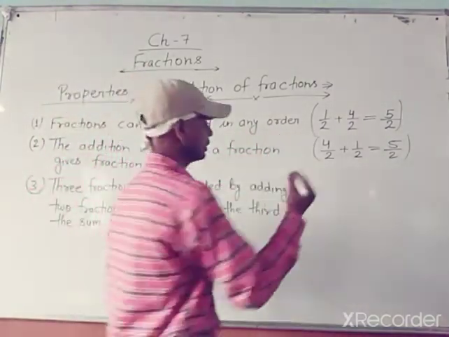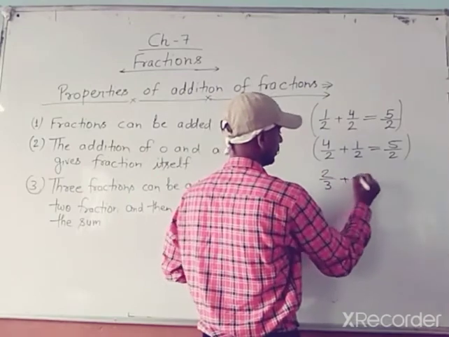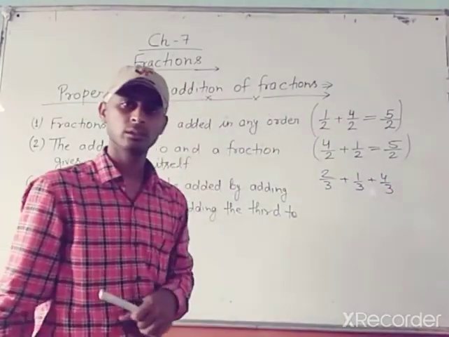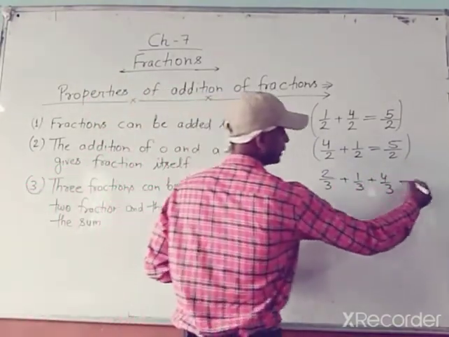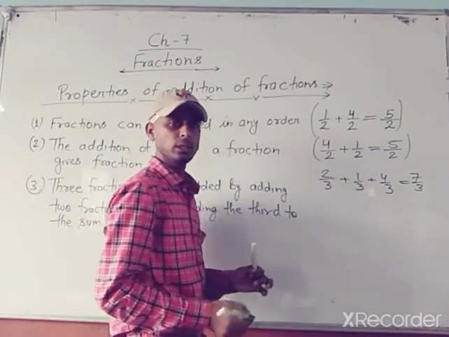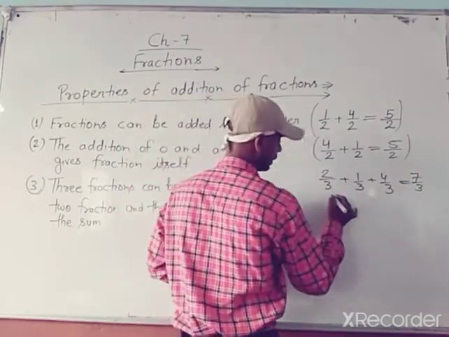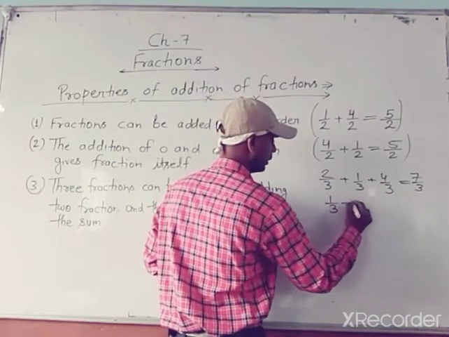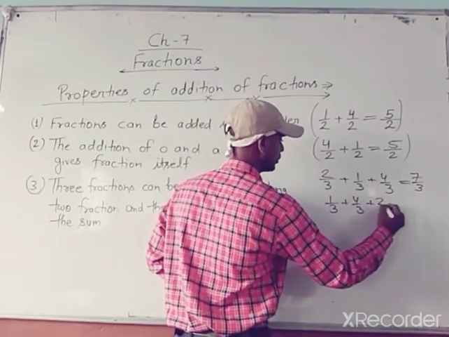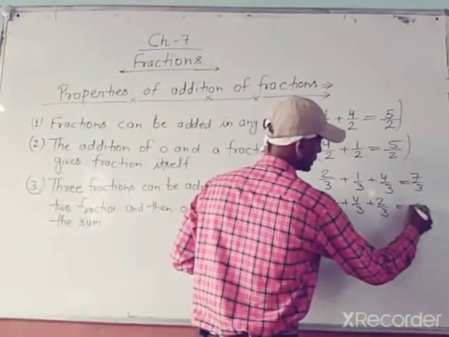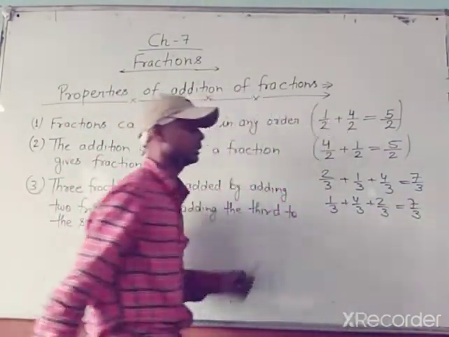Okay, suppose you have 2 by 3 plus 1 by 3 plus 4 by 3. Okay, clear? So the sum is 4 plus 1 plus 2, 7 by 3. Simple. If you want to change the order, see, take this one, then this, then first one: 1 by 3 plus 4 by 3 plus 2 by 3. Again the sum is the same, that is 7 by 3.